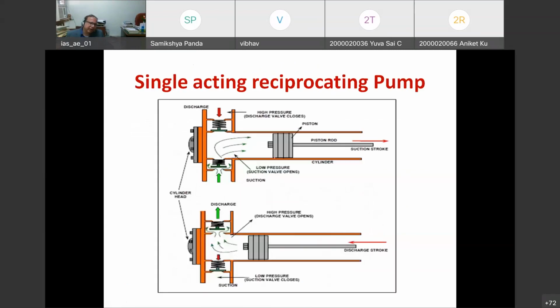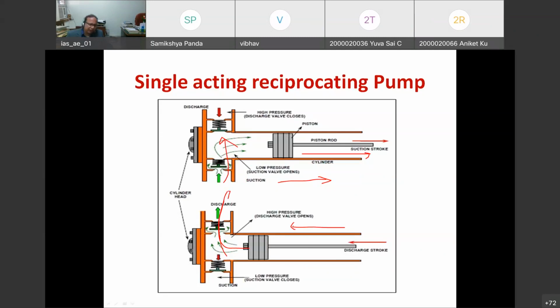And there are two types of system in this. One is the single acting reciprocating pump, and the other is the double acting. In the single acting, what happens? Try to see that if it goes in this direction, water will enter here, and if it goes in this direction, this water will go out through the valve. So this is the single acting reciprocating pump.